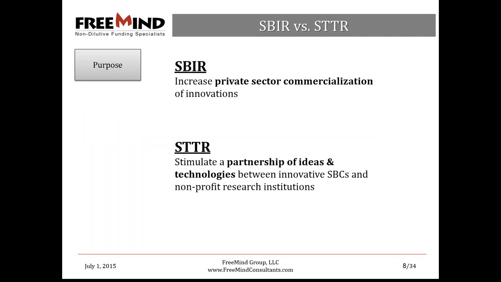A few differences between SBIRs and STTRs. First of all, in terms of the general purpose or goal of the mechanism, SBIRs are intended to support small businesses to increase private sector commercialization of their innovations. STTRs, on the other hand, are meant to bridge the gap between industry and academia, exporting the ideas from the research institutions to the industry. So basically, to stimulate a partnership of ideas and technologies between innovative small businesses and non-profit research institutes.